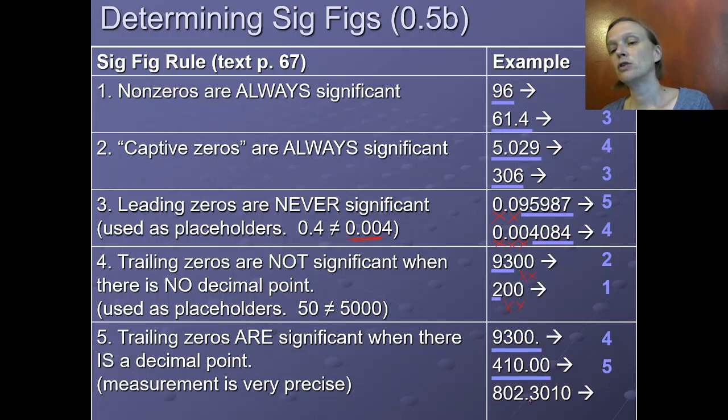For 802.3010, all of those digits are significant. We've got a captive 0, and a trailing 0, and a number that has a decimal point. So all of those are significant, 7 significant figures.